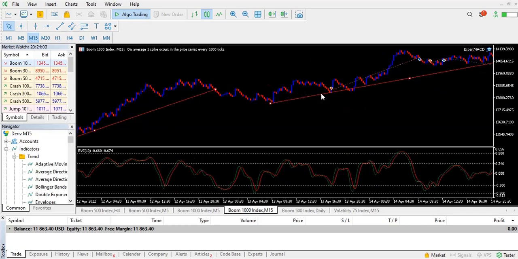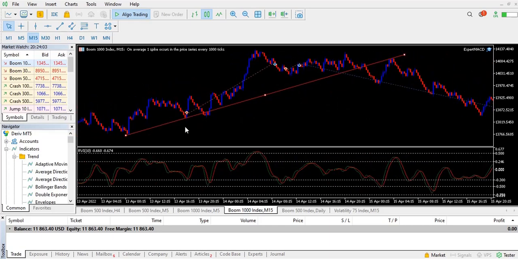So I drew this trend line for you to know that this is an uptrend. You can see your trend line is facing up. That's for you to know that it's an uptrend on a lower time frame.